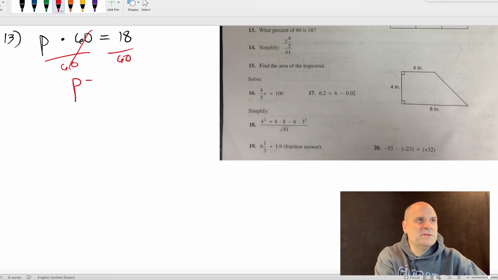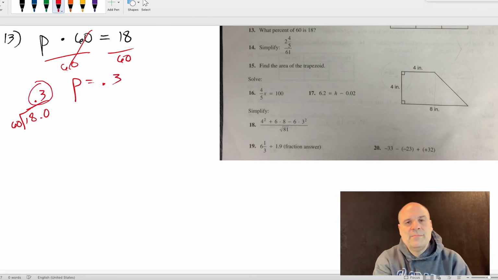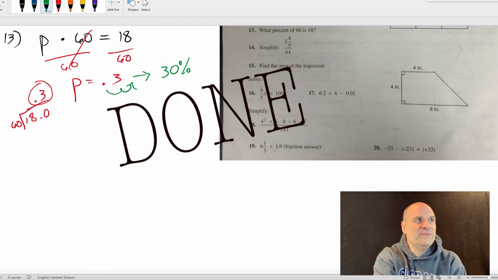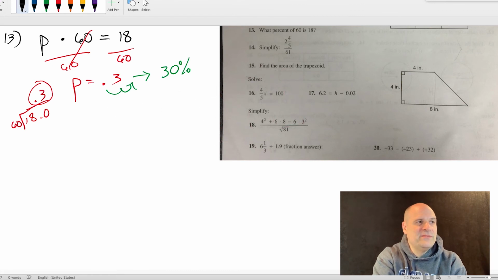So P equals, what's 18 divided by 60? Well, let's do it. 60 doesn't go into 18, so add a decimal. It goes into 180 exactly 3 times. Boom. So P equals 0.3. But I chose P because it reminds me that I'm looking for a percent. So how do you change a decimal to a percent? Well, that's right. You have to move the decimal over 2 places to the right. So 30%. Boom.